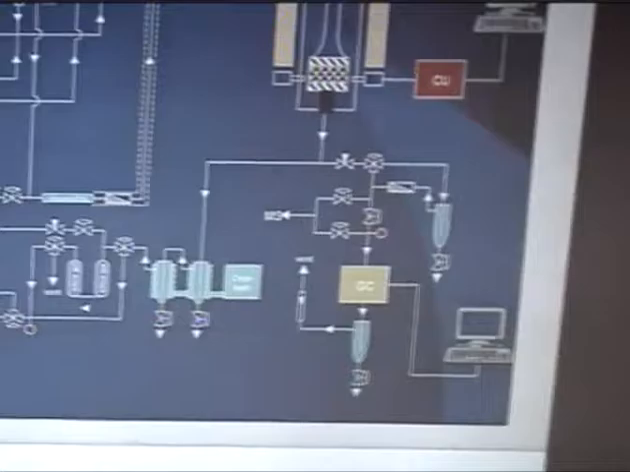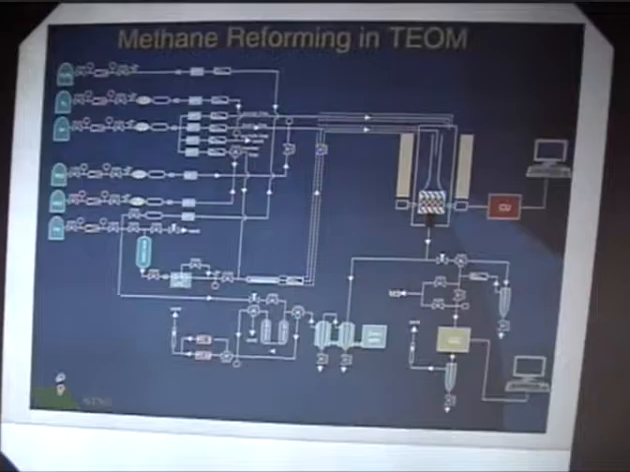And we have this standard equipment back. We have a GC for analyzing the gas composition, and we also have an MS if we want to do transient experiments. Otherwise, it's completely similar to the one shown by Holmen.